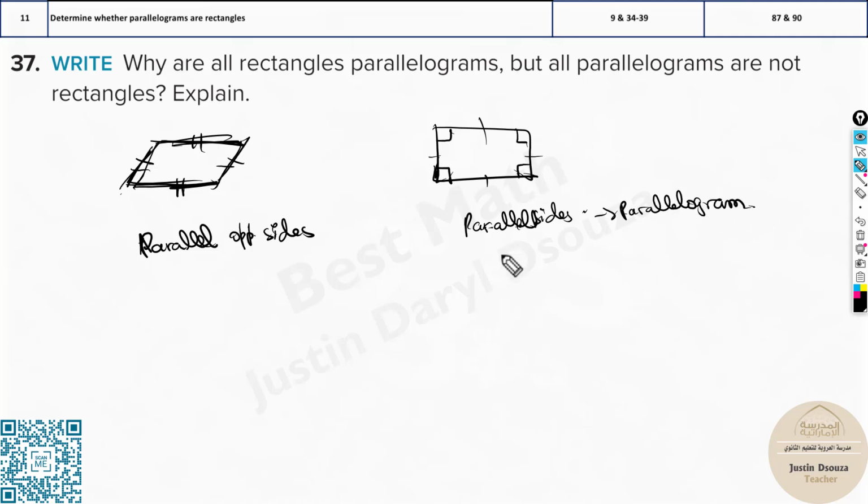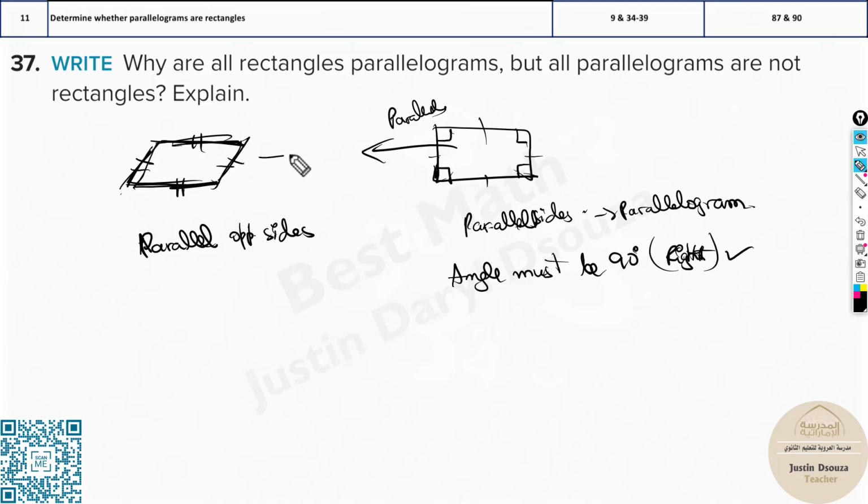But there is one more important thing for a rectangle: the angles must be 90 degrees, or right angles. So this is a very important thing. Now if it's a rectangle, of course it is a parallelogram, so all rectangles will be parallelograms. But to be a parallelogram, you do not need to have this 90-degree thing, right? So this will be a parallelogram, yes, but that doesn't mean it will be a rectangle. It can't be a rectangle all the time. So I hope that's clear.